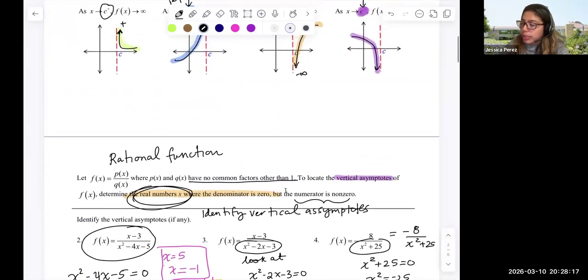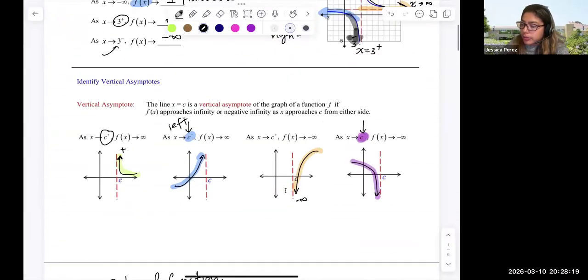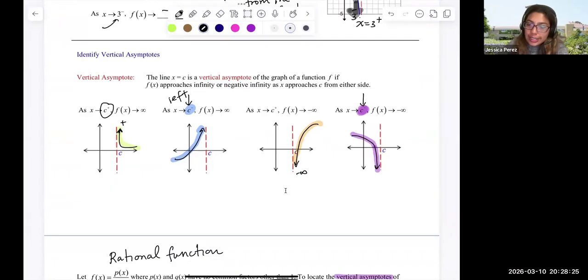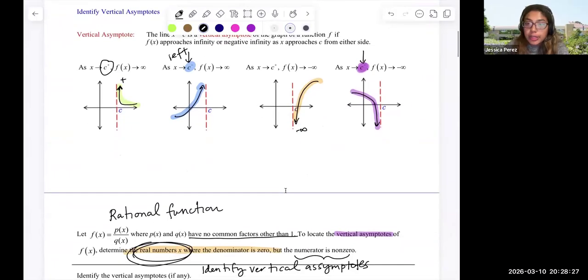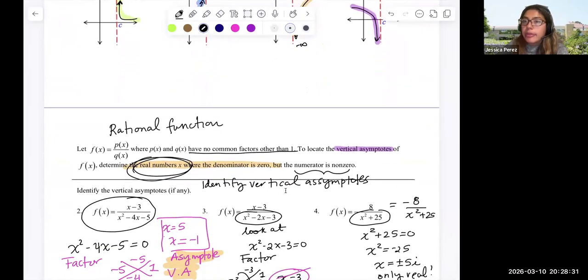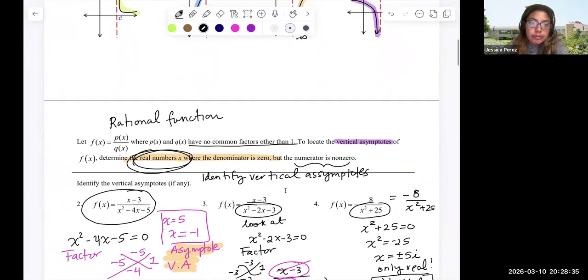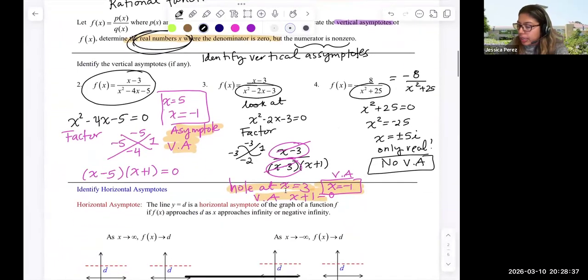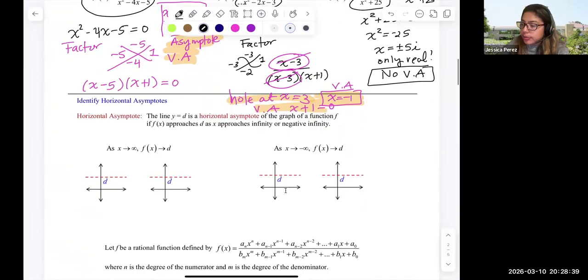So part 1 talks about vertical asymptotes. So this is a type of vertical asymptote as x approaches c from the right, as x approaches c from the left. Those are called vertical asymptotes. And then there is an explicit way to find vertical asymptotes from functions. Now, the second part is to identify horizontal asymptotes. So what is a horizontal asymptote?